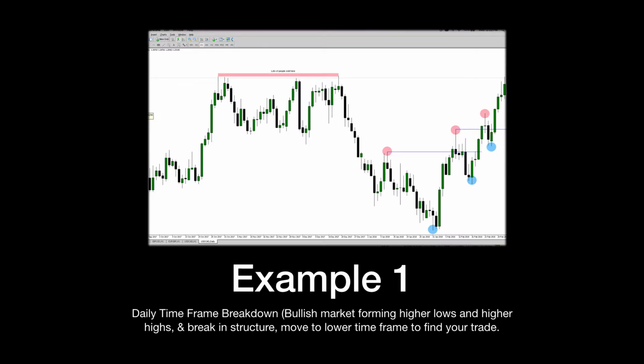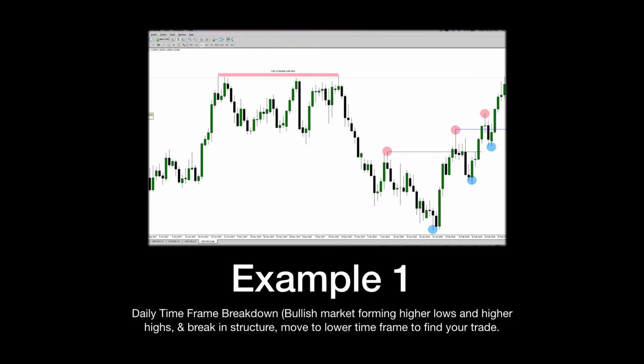Alright, so here's an example, and if you look, this is on a daily time frame. You can see that we've got a bullish market, and we know that because we have higher highs and higher lows being formed. When we see that, we know that we're in a bullish market. The blue dots are signifying higher lows, and the red dots are signifying higher highs.